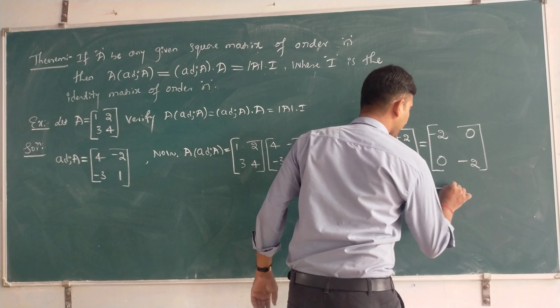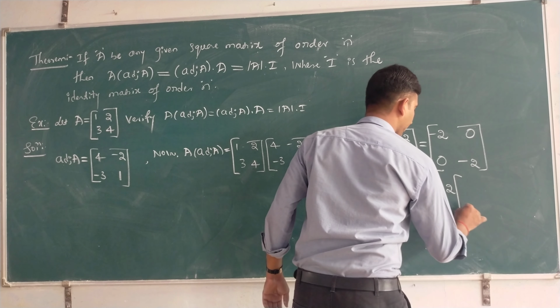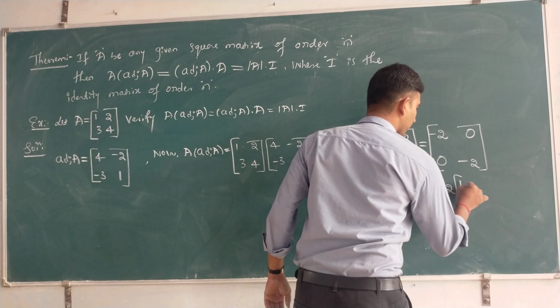Which is equal to minus 2, you take it as common, you write it as 1, 0, 0, 1, which is nothing but minus 2 into I. So take it as equation number 1.